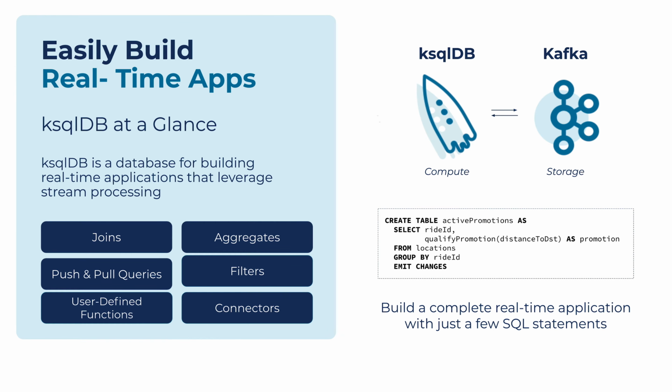KSQL DB is a database purpose-built for building real-time applications that leverage stream processing. Its architecture separates its distributed compute layer from its distributed storage layer, for which it uses and tightly integrates with Apache Kafka. Using a lightweight SQL syntax, KSQL DB provides everything that a developer needs to quickly and efficiently create a complete real-time application, enabling you to unlock real-time business insights and rich customer experiences.